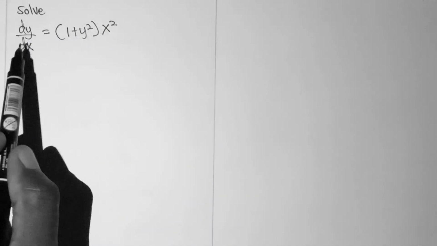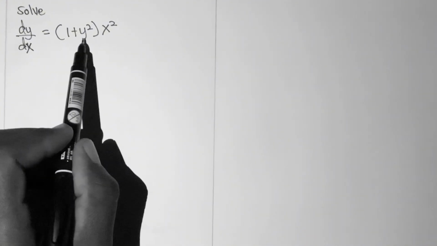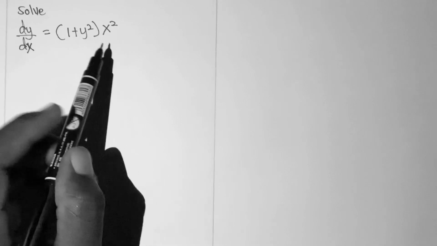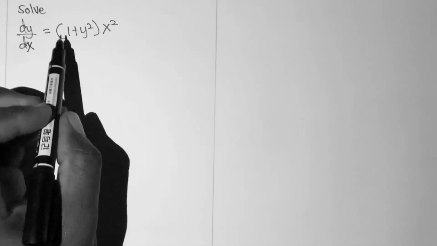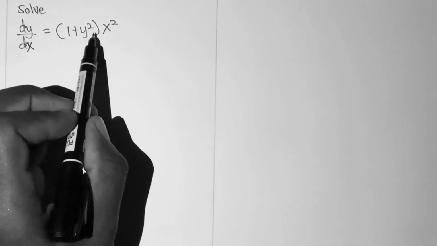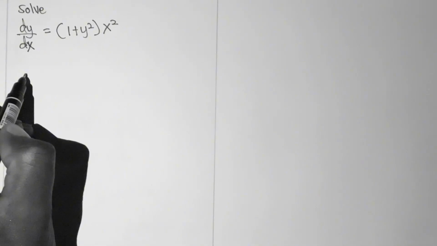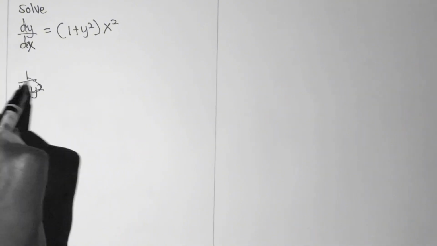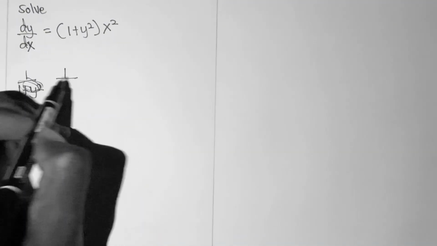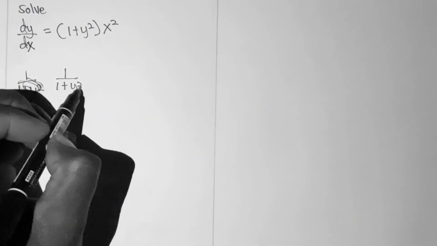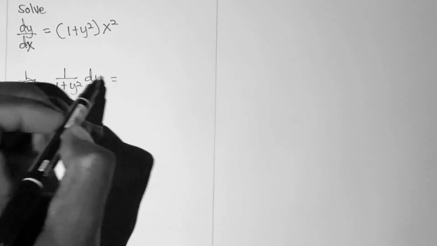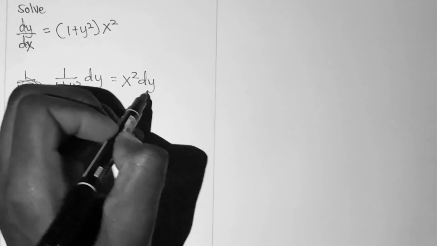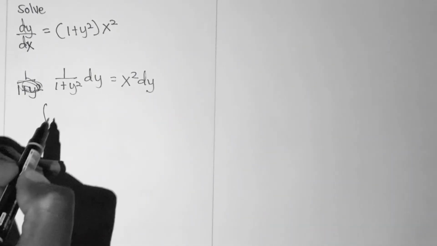So solve dy/dx equals (1 plus y squared) times x squared. So this one too, we can divide through by 1 plus y squared. So it becomes 1 divided by 1 plus y squared. Sorry, let me rewrite it. 1 divided by 1 plus y squared dy equals, then let's multiply through by dx. So it becomes x squared dx. So we can go ahead and integrate.